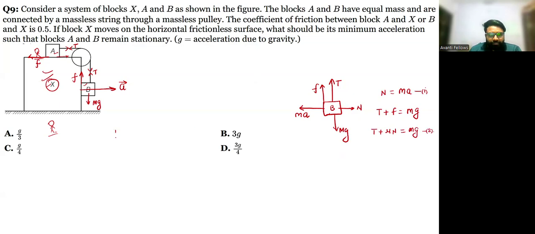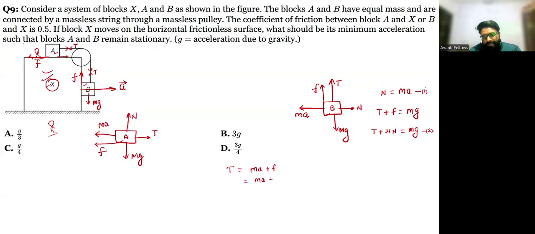Now let's draw the FBD of block A. This is block A. There is a tension force in this direction, a frictional force in this direction, a normal force in the upward direction, and a gravitational force in the downward direction. One more force over here is the pseudo force, which is opposite to the direction of motion. So we can say that T is equal to ma plus F, and here F is equal to mu N, and N is equal to mg for this one. So it will be mu m into g.